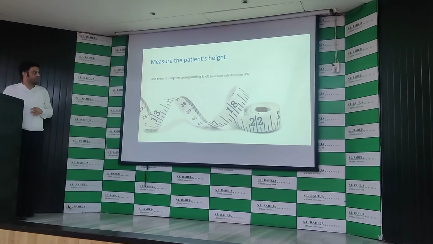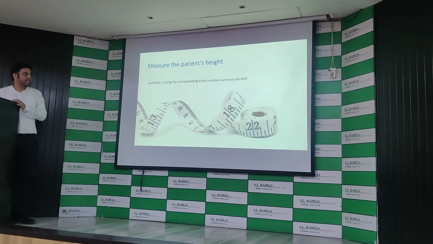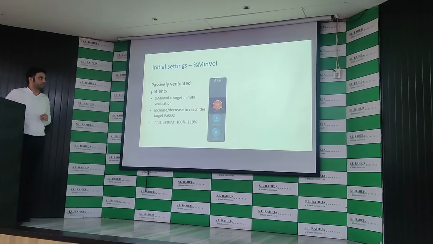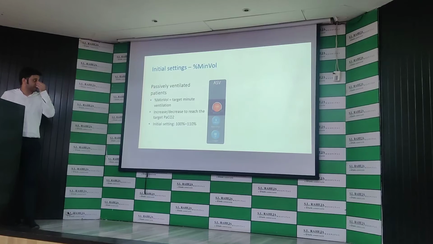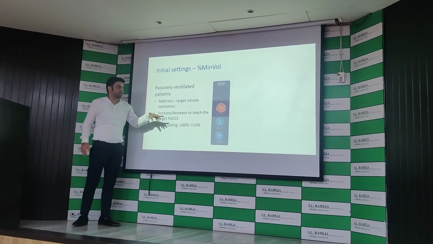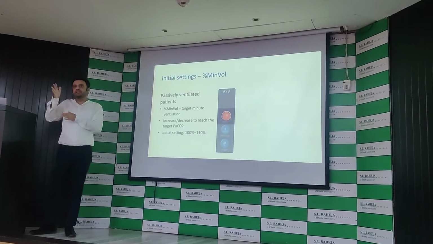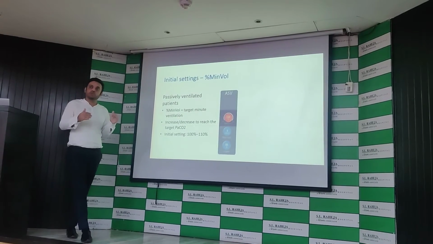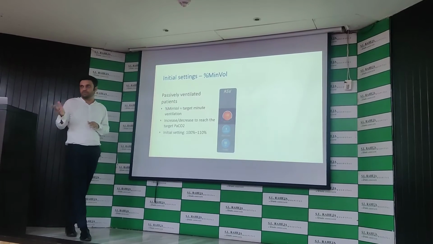So measuring the height of the patient, we have already seen that we first measure the height, and as per that we calculate the ideal body weight. So these are the controls we have seen in ASV. For the passive patient ventilation, we set the percentage minute ventilation equal to the target minute ventilation. As said, it ranges from 25% to 350%. And when we set 100%, that means we are going to achieve 100% of the minute ventilation of that set ideal body weight as per the coefficient.